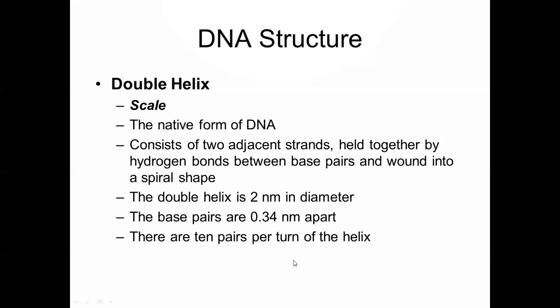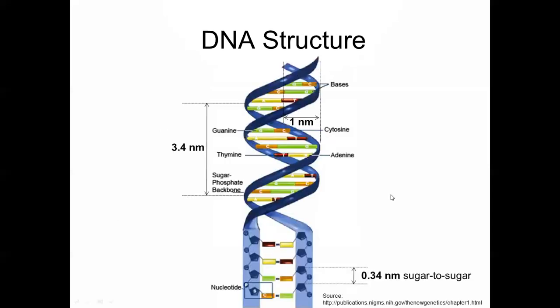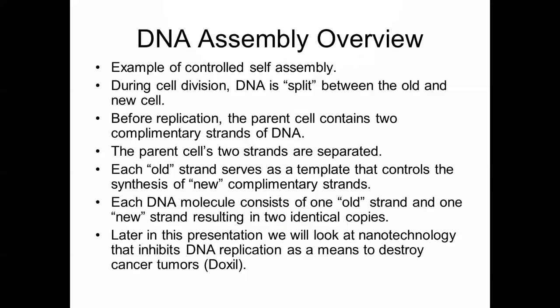The double helix is about 2 nanometers in diameter. The base pairs are about 0.34 nanometers apart, and there are about 10 base pairs per turn in the helix. So this again shows us the DNA and some scaling on this DNA, which is rather important.